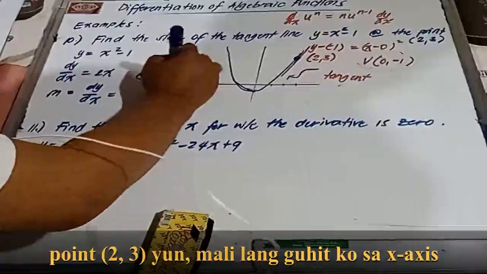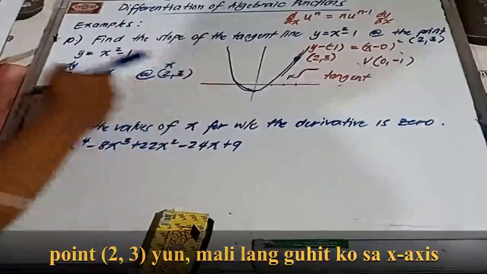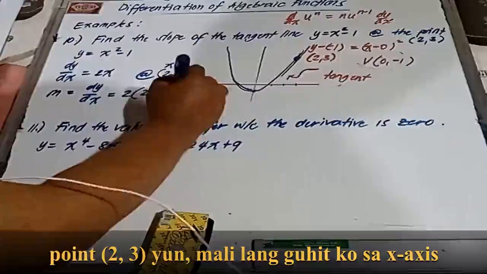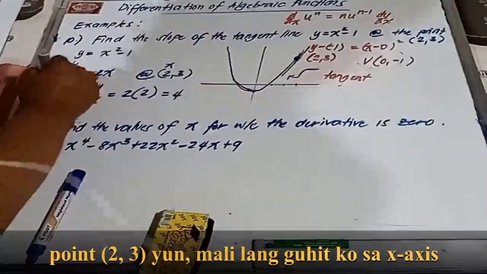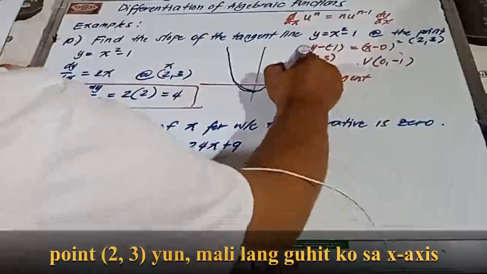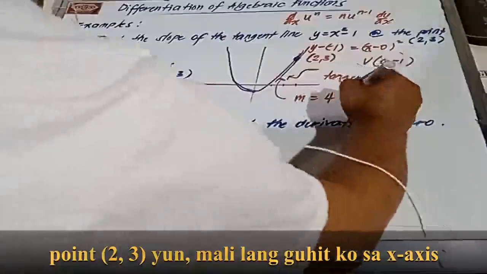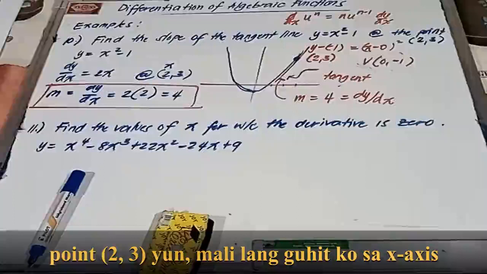So, at (2, 3), ano kanyang slope? Just substitute the value of x, which is 2, into our dy over dx. So, 2 times 2, which is 4. Therefore, ang slope niya at (2, 3) is 4. Steep siya. Ang slope dyan ay 4. At siya yung tinatawag natin dy over dx. Yung derivative, sabi natin, responsible yan sa pagkuha ng steepness ng ating function.